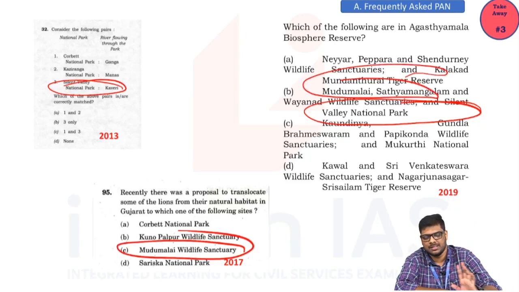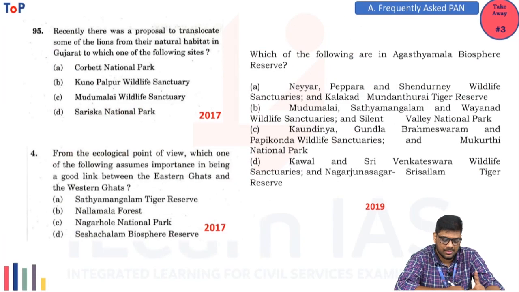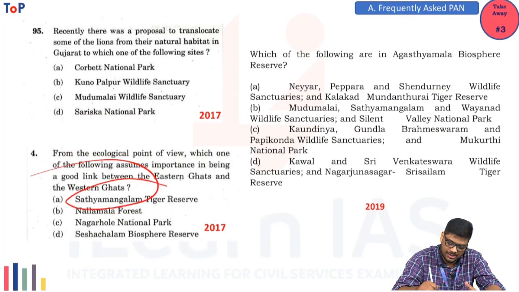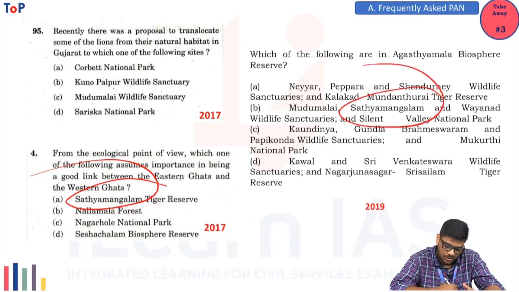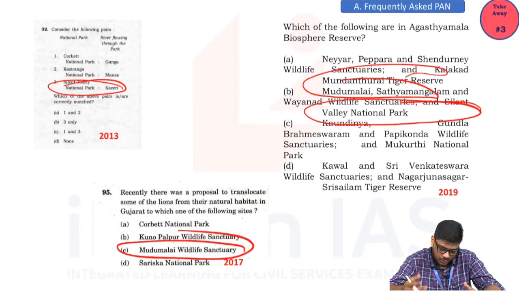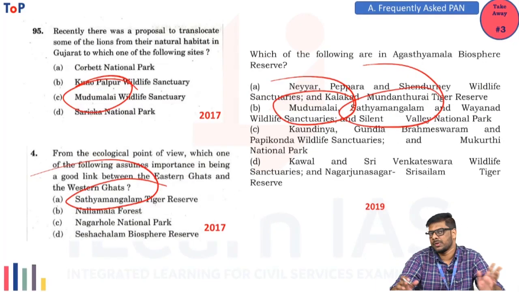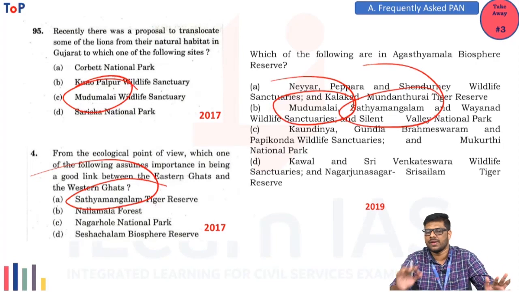See, it simply means that UPSC is highly restricted. As I said in the takeaway number 3, UPSC is highly restricted. There are more example for you. Satyamangalam here, Satyamangalam here. Getting it? So Mudumalai here. This is in 2017. Mudumalai again here. So Mudumalai got asked in 2017, 2019. Okay, so these 2 were same, 2017 and 2019. See, look at the number of times a particular national park is got repeated over and over.